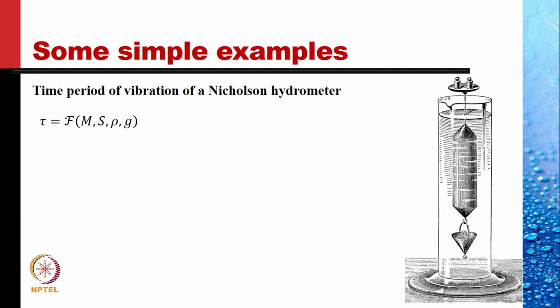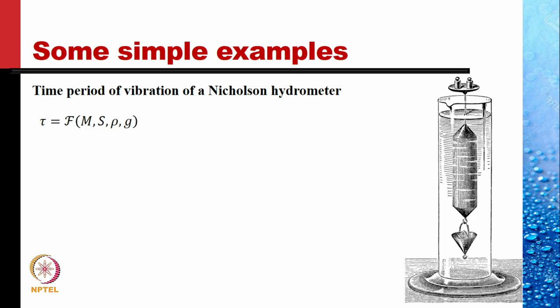Let's do another example. Time period of vibration of a Nicholson hydrometer. Hydrometer was an instrument used in earlier days to find the density of a liquid. It consists of a weighted cylinder with a long, thin neck of cross-sectional area S. If the liquid were denser, the hydrometer would pop up. If the liquid was less dense, the hydrometer would sink more. And this hydrometer was designed so that very small differences in densities could be measured.